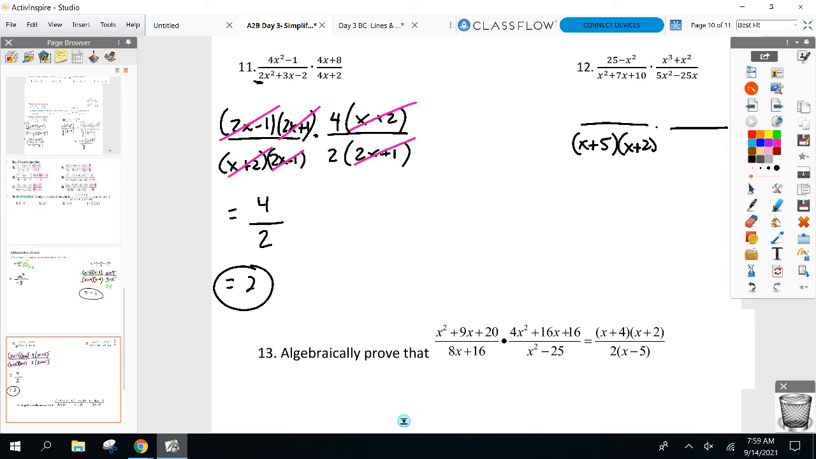Connor, you're up for the one above that. Yep. It's 5 minus x and 5 plus x. Good job. I like how you brought the 5 first. Difference of 2 perfect squares. Great job.